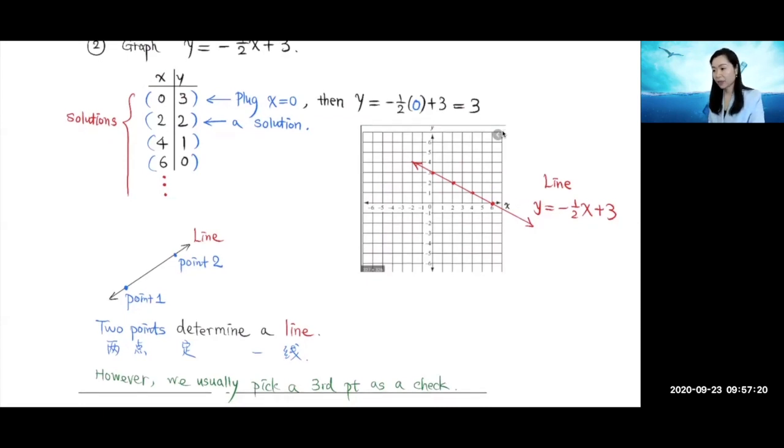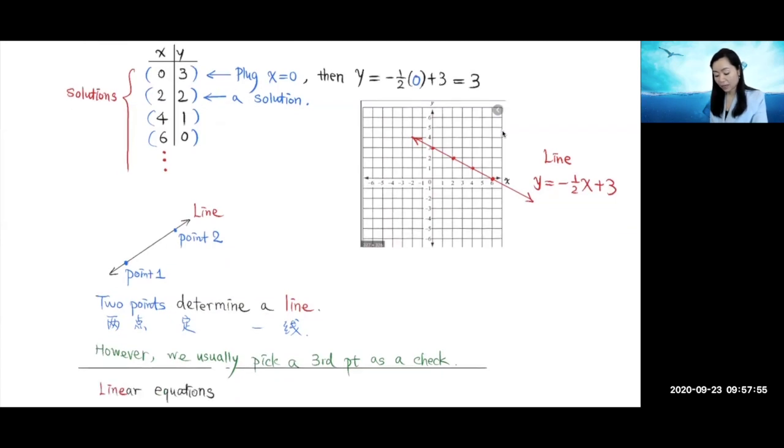Now let's think about how many points will be enough to determine a line. If you have only one point, there are infinitely many lines that go through this point, right? You can go this way, this way, this way, infinitely many lines. However, if you have 2 points, there's only one straight line that goes through these 2 points. So we say 2 points determine a line.